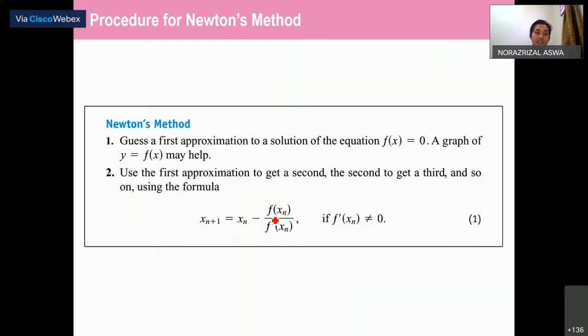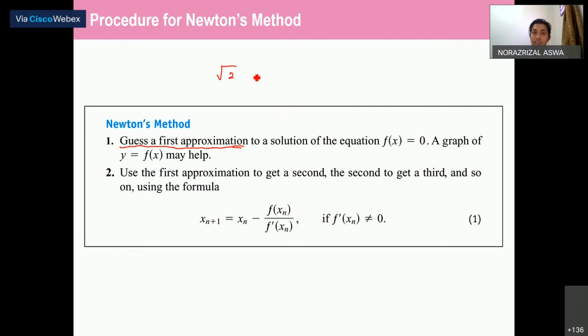So this is the summary. Again, the first one is the guess, the first approximation to a solution. You can plot the graph. Sometimes on the graph you cannot see exactly where the graph crosses the x axis, the root. That's why we need approximation. For example, the square root of 2. Can anybody give a perfect value for the square root of 2?